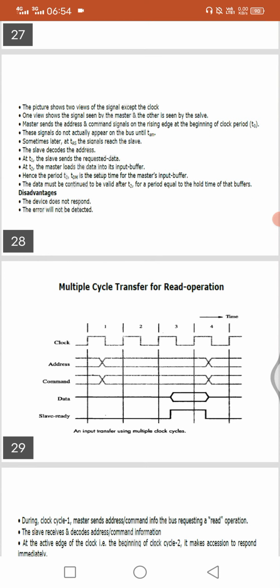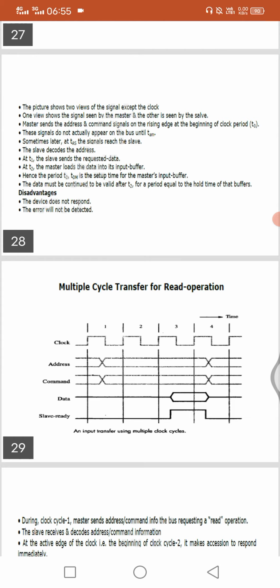The master sends the address and command signals on the rising edge at the beginning of the clock period t0. These signals do not actually appear on the bus until tAM. Until then they do not appear. Some time later, at tAS, the signals reach the slave. Then the slave decodes the address.